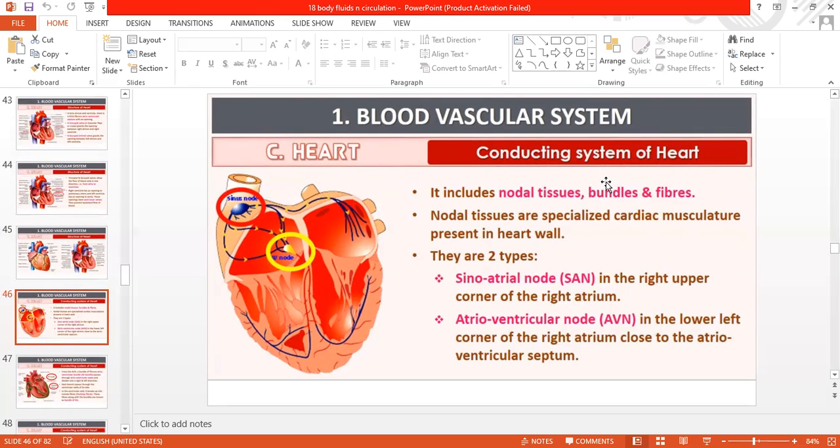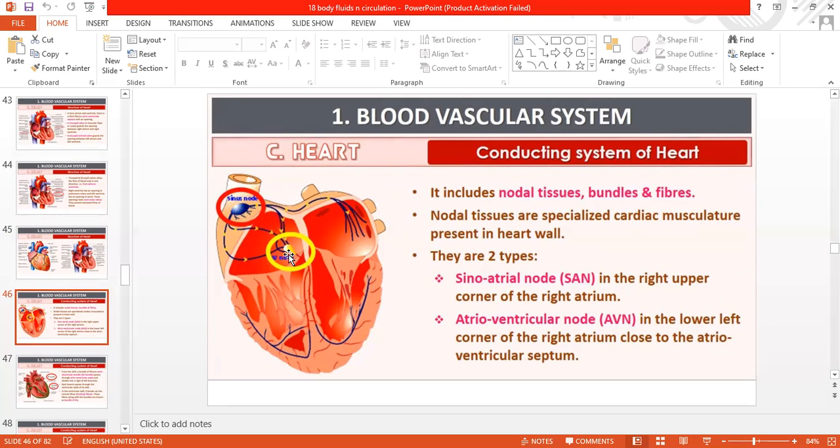Now let's understand the conducting system of the heart. The heart consists of nodal tissues, bundles, and fibers. Nodal tissues are specialized cardiac musculature present in the heart wall. Nodal tissue is of two types. One is the sinoatrial node or SA node. Over here you can see this is the SA node. This is present on the right upper corner of the right atrium.